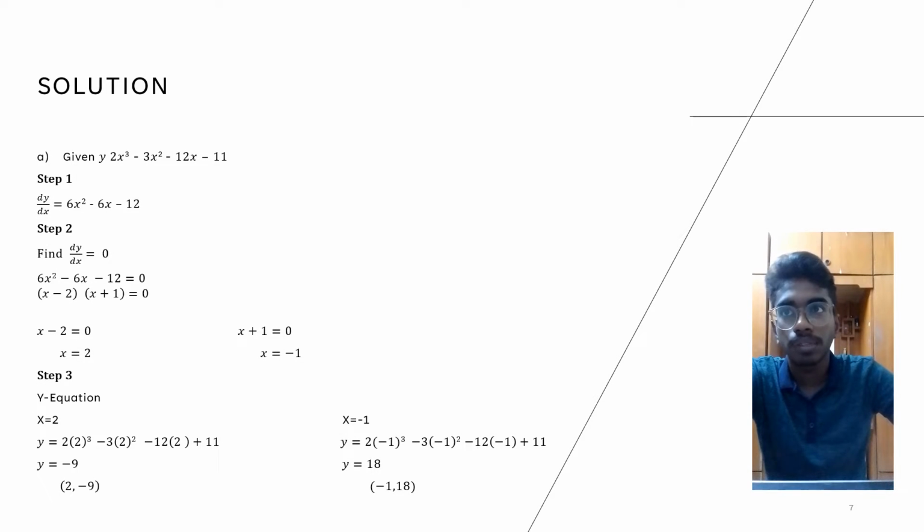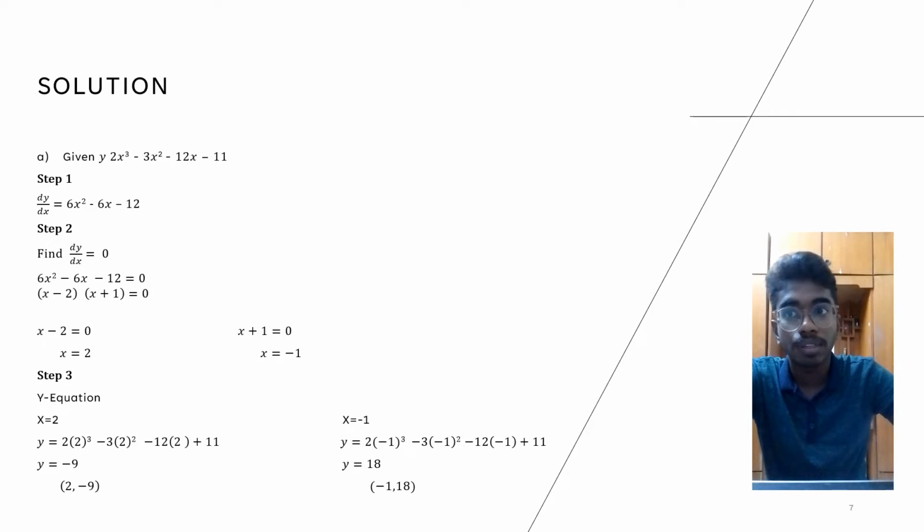So the first question is to determine the coordinates of the stationary points of the curved line. Given our function is y equals 2x cubed minus 3x squared minus 12x plus 11. Remember, to find the coordinates of any stationary points, we follow the 3 steps method. Step 1: we need to find the derivative function, that is, find dy dx.